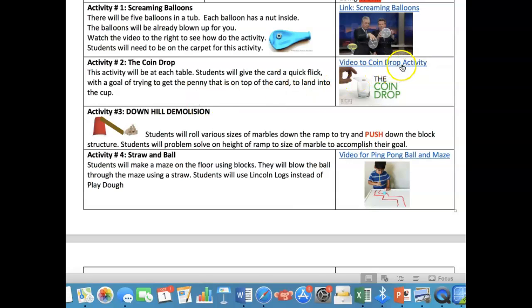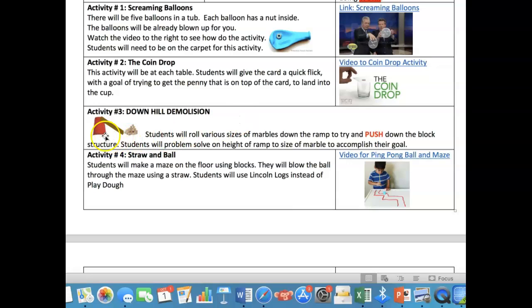There's a video here of how you can do it, and once they get the hang of getting the 1 penny to drop, they will add 5 or 6 pennies, making the challenge a little bit more difficult. Then at the table, they will have the downhill demolition.